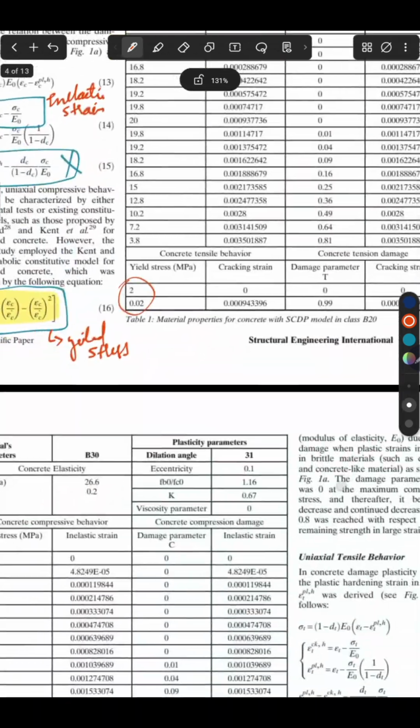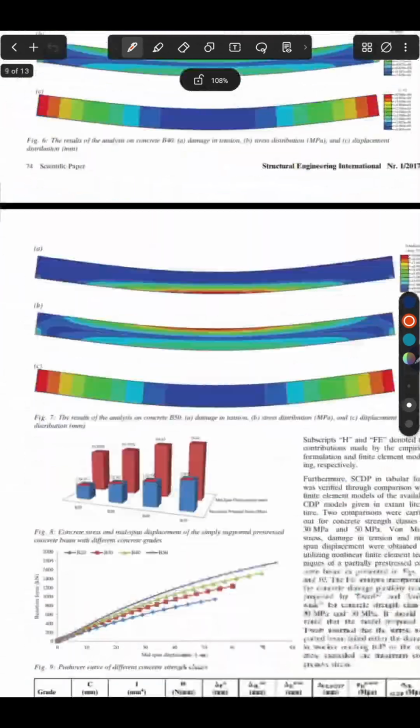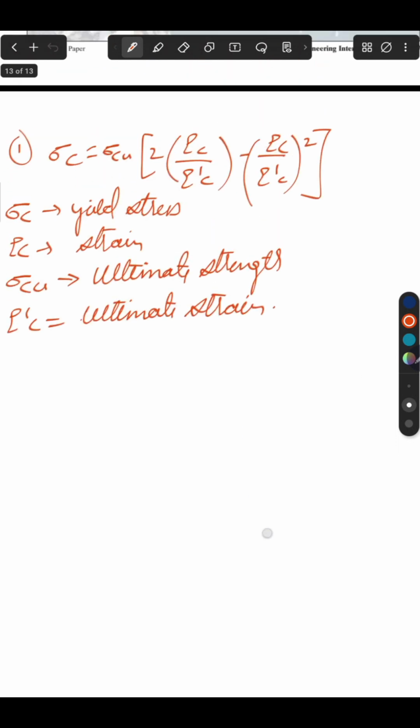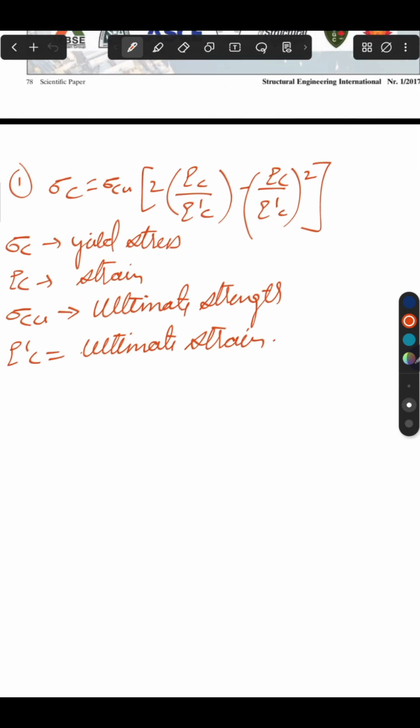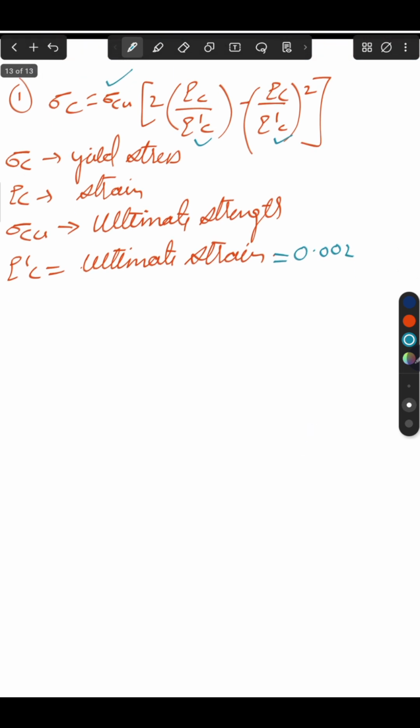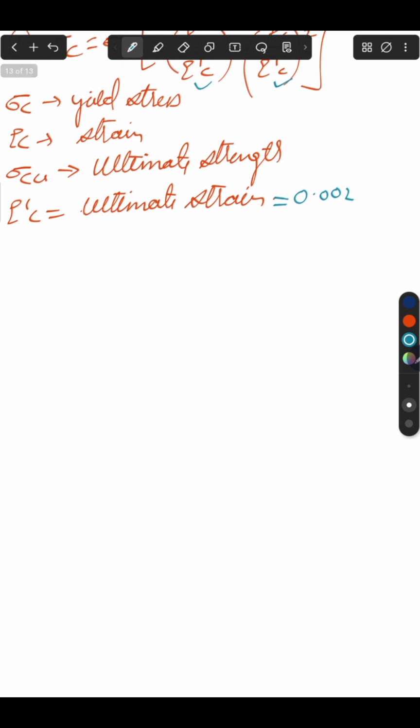Now again back to the formula. In this formula we have sigma cu, which was our lab strength, and epsilon dash c, that is 0.002. Now we need to calculate sigma c.